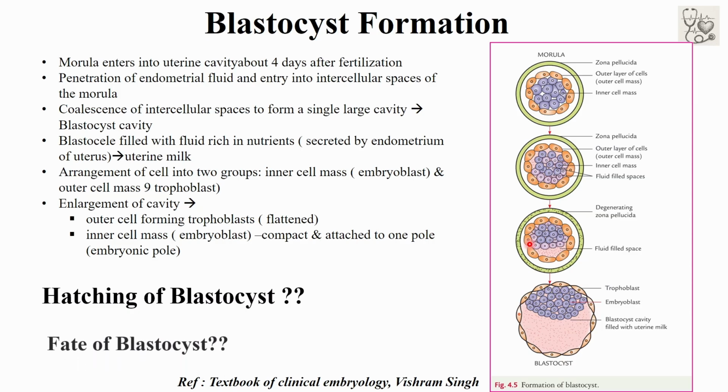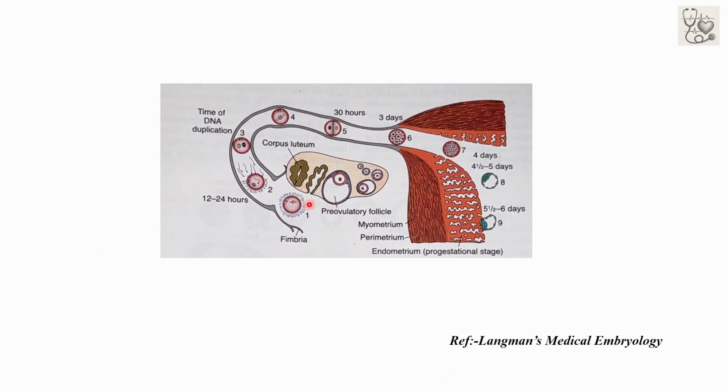So what is the fate of the blastocyst? The fate of the blastocyst is three. What are they? The embryoblast, which comes from the inner cell mass, gives rise to the embryo. Similarly, the trophoblast, the outer flattened cell of the blastocyst, gives rise to the placenta and is responsible for providing nutrients to the embryo. Similarly, the blastocele cavity forms the yolk sac. This is the summary of how the different stages occur.